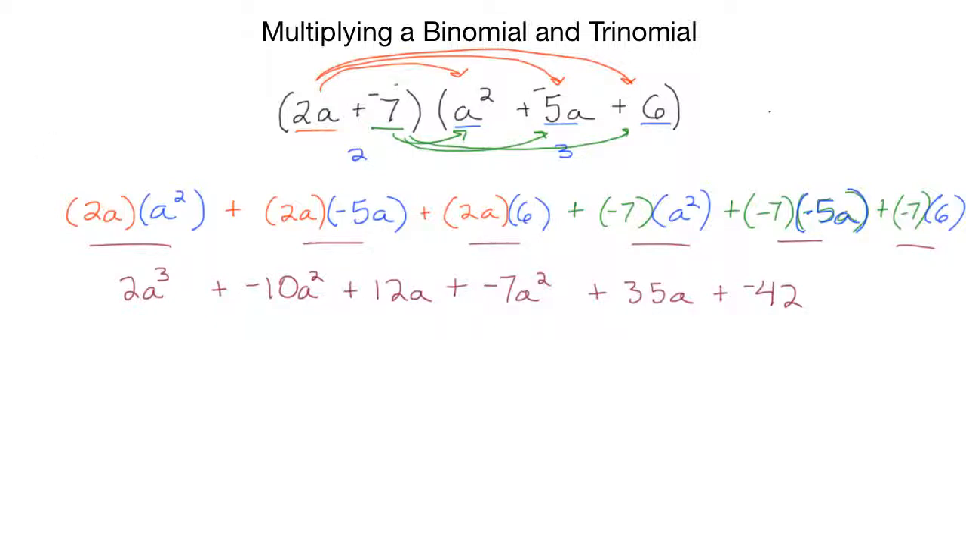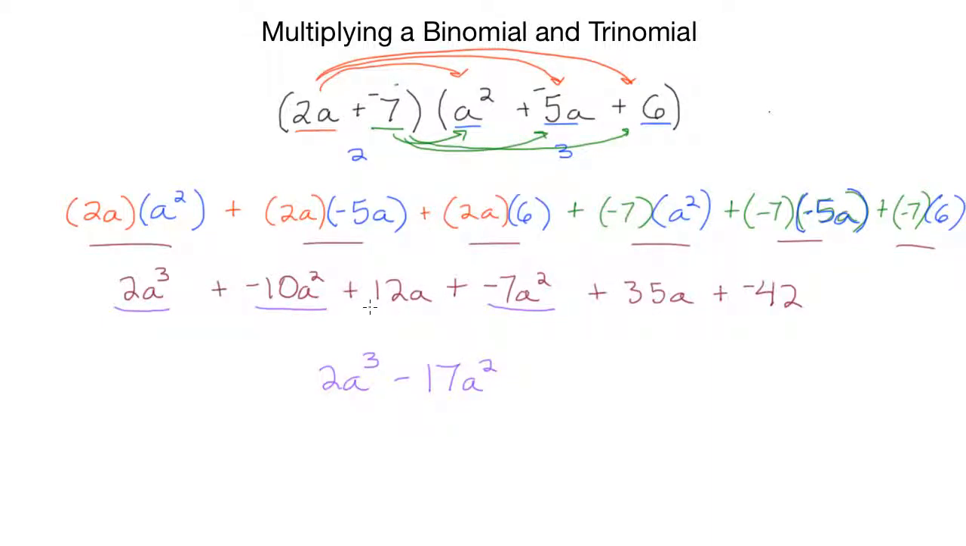Now let's see, do you guys see any like terms that we need to combine? Well, let's start with my biggest power. So 2a cubed, 2a to the third power. I don't see any other terms with a to the third power, so I'm going to write that down as my first term. Now let's look at the next largest, that's squared. I have negative 10a squared, and I have a negative 7a squared. And those are my only terms with a squared. So those combine to make minus 17a squared. They're both negative, so they both end up being negative 17.